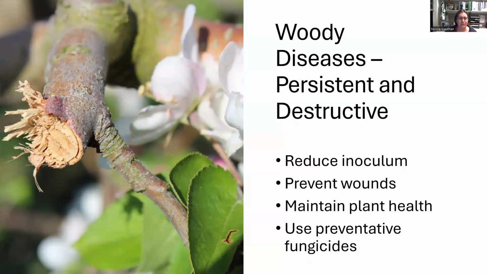Okay, so to sum it all up, how do we manage woody plant diseases in the orchard? We're going to reduce inoculum. We're going to cut away and take out any infected wood, so that reduces the amount of bacterial cells and fungal spores. Secondly, we're going to prevent wounds as much as possible. So when we do make a cut, we're making a very sharp cut, unlike that image there to the left where you've got that frayed end. So a clean cut is going to callus over much faster.